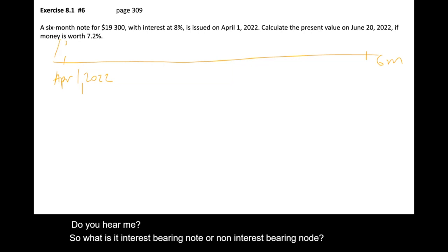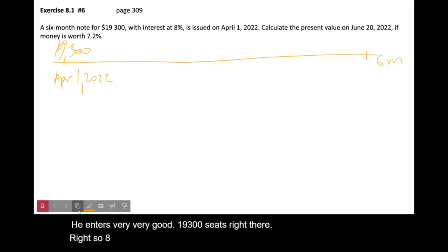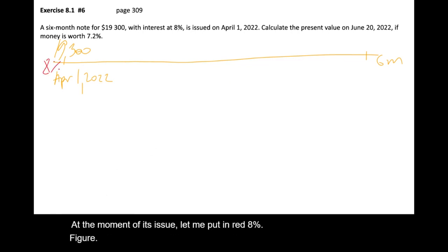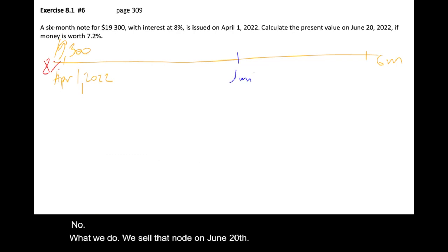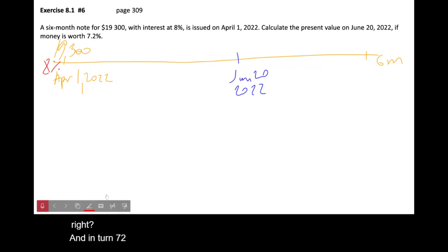Interest-bearing. Very good. 19,300 sits right there. So 8% of interest at the moment of its issue. Let me put in red 8% right there. Now, what we do, we sell that note on June 20th, 2022, and interest 7.2%.